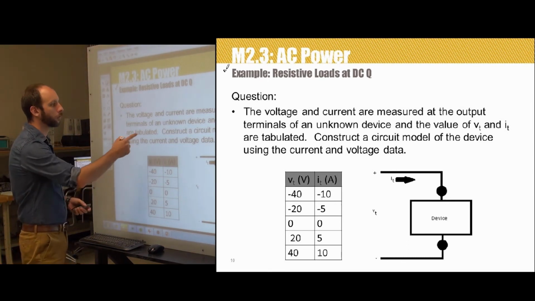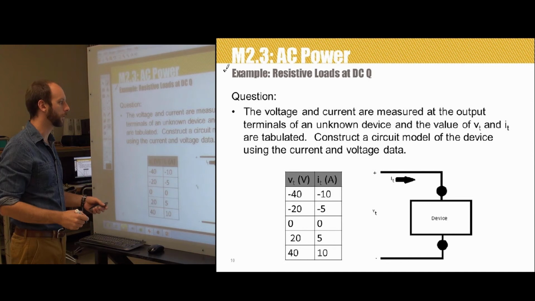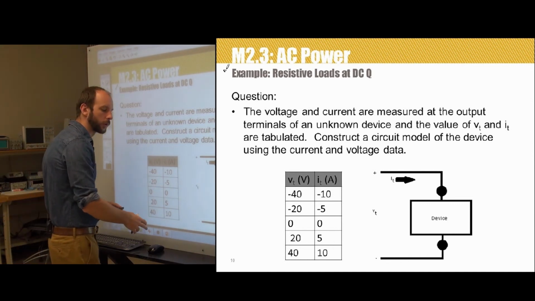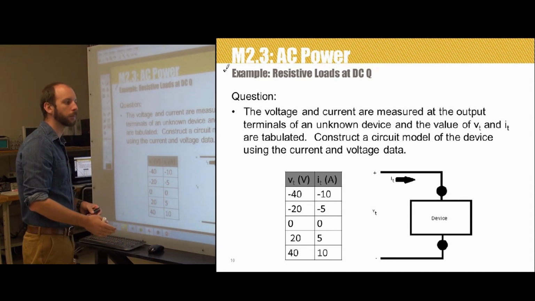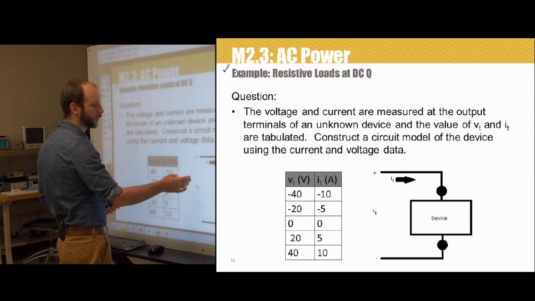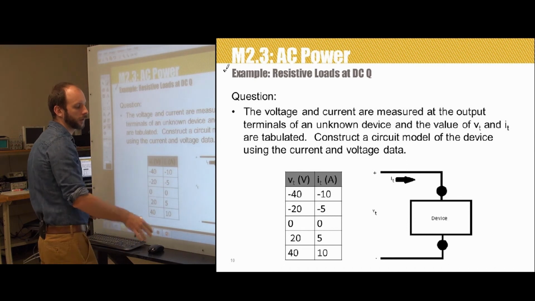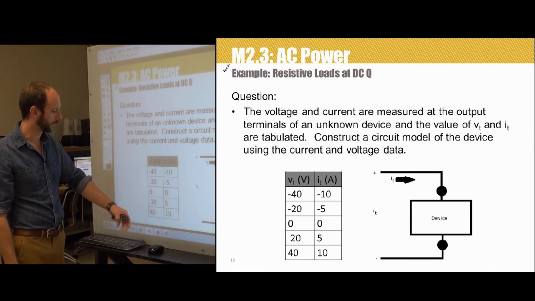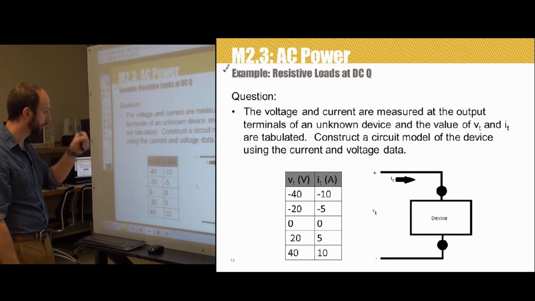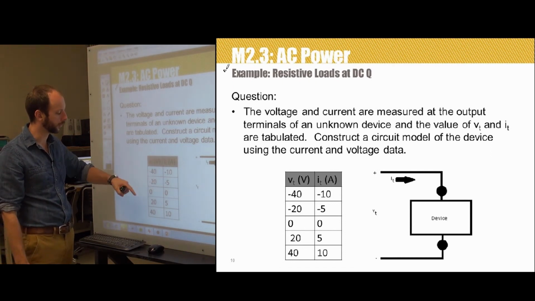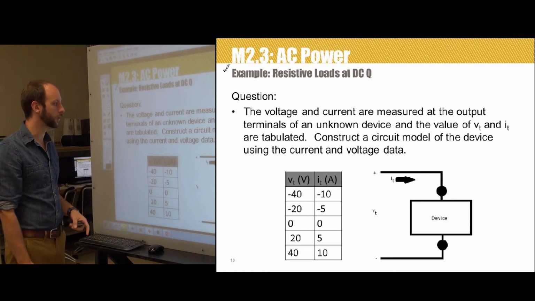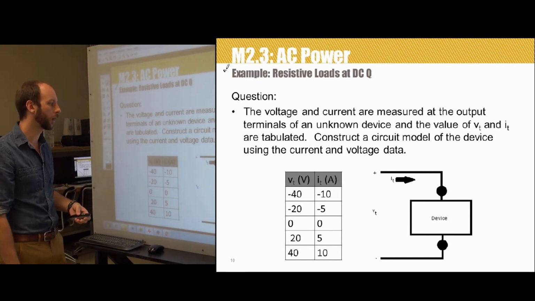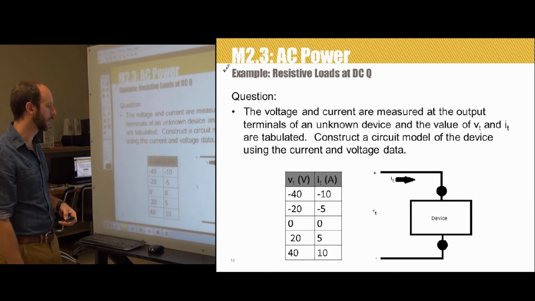In this example, we've got the voltage and current that are being measured at the output of the terminals of some unknown device. So we've got some device, we don't know what's in this black box, but what we do know is that they've applied a terminal voltage to the device and then measured the terminal current. And then we've collected a table of these shown here. So we've got the terminal voltage measured in volts, and we've got the terminal current measured in amps. What we want to do is use this table of information to construct a circuit model of the device using the current and voltage data.